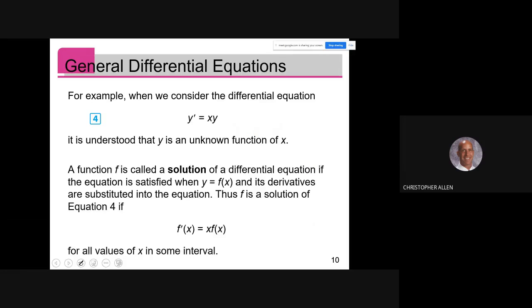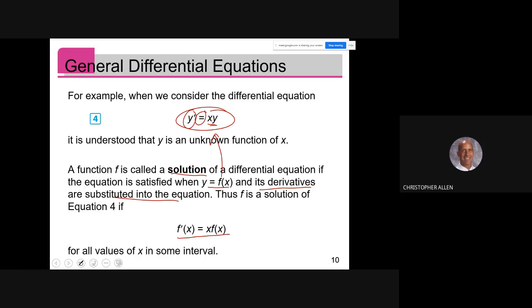Let's look at another example of a differential equation. Here is a differential equation. You'll notice that it has a derivative, an equal sign, and then some variables x and y on the right-hand side. It is understood that y is an unknown function of x. A function f is called the solution of a differential equation if the equation is satisfied when y equals f of x and its derivatives are substituted into the equation. In other words, f prime of x has to equal x times f of x.